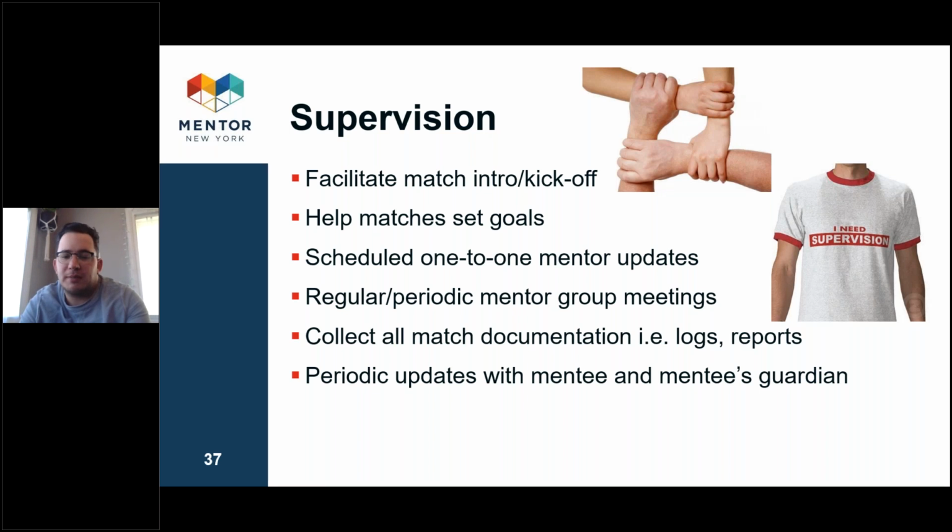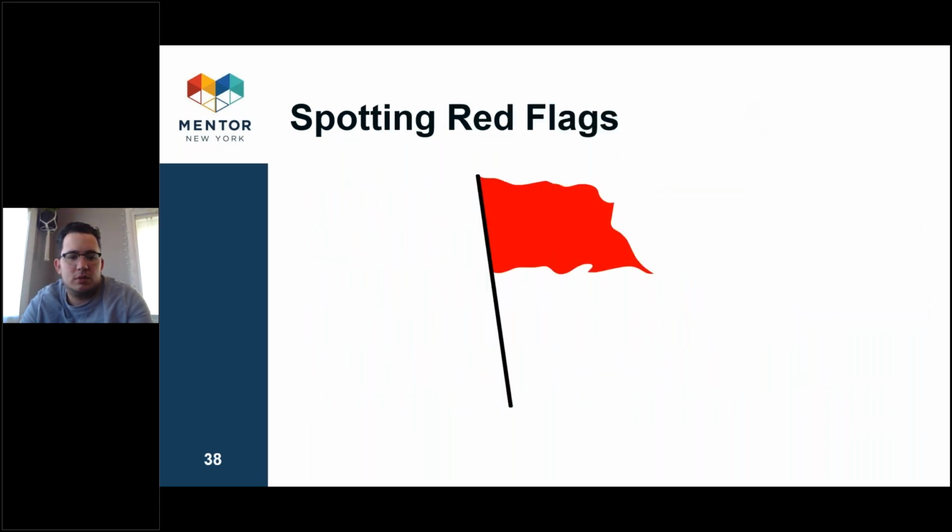And again, making sure you're updating and checking in with the mentee and the mentee's guardian, parent, family member, some type of responsible adult. And then lastly, all of this is a great opportunity to spot those red flags. What red flags are coming up? What types of things are popping up for the mentors? What are you seeing? What issues do you want to get addressed? That type of thing.